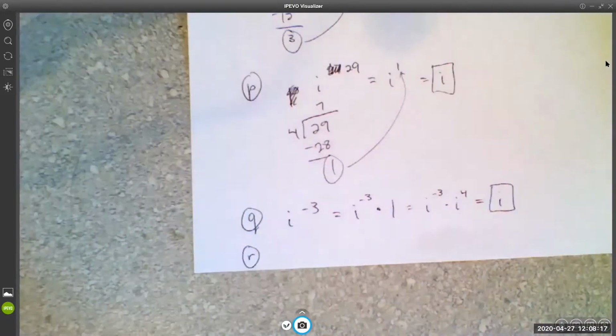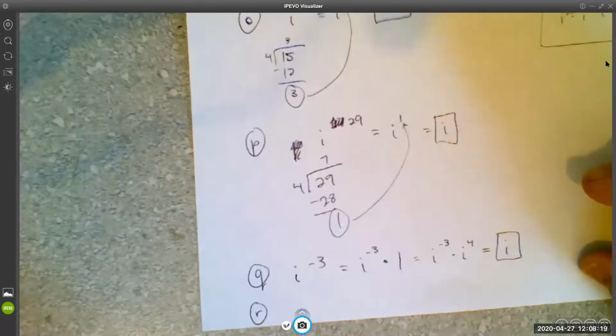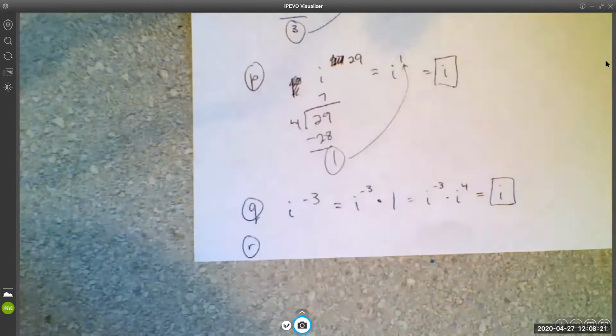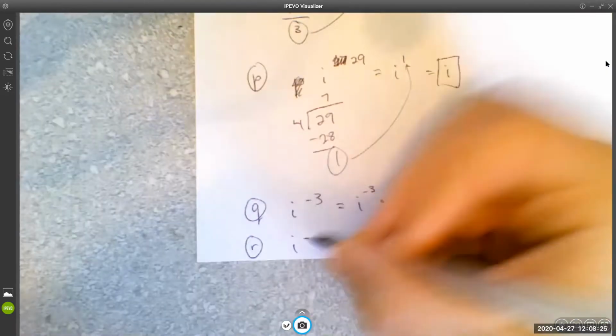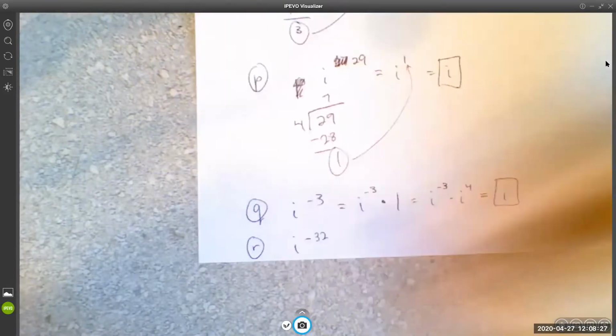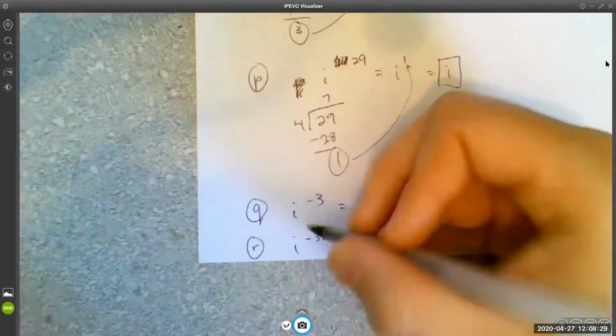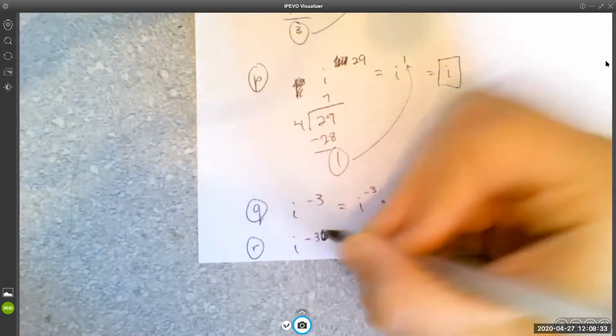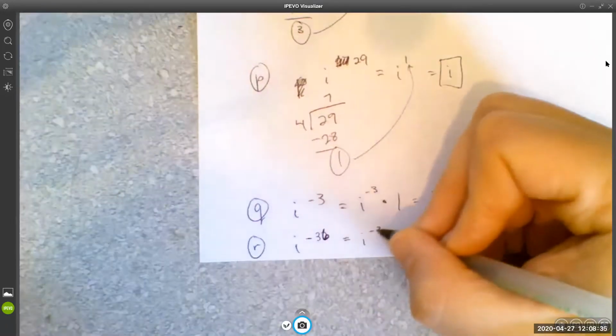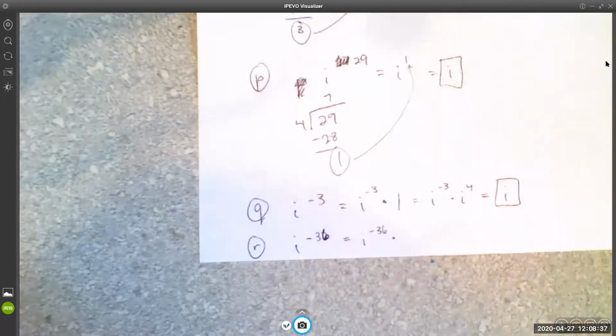So I lied when I said I would only give you 2 more examples, because here I am 4 examples later. But let me give you one more. So let's say you had i to the negative 32. Oh, bad example. Maybe we'll say i to the negative 36. So what you want to do is multiply this by 1.